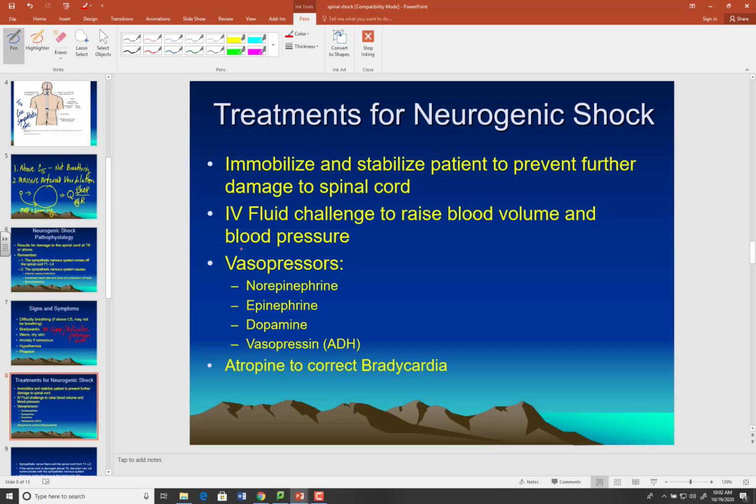So what have they lost? They've lost the effects of the sympathetic nervous system. The neurotransmitter for the sympathetic nervous system is norepinephrine, and the hormone of the sympathetic nervous system is epinephrine. So you want to replace that.